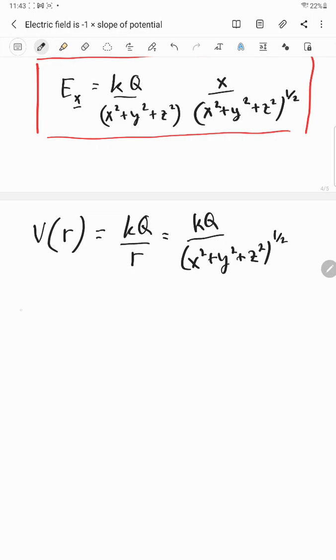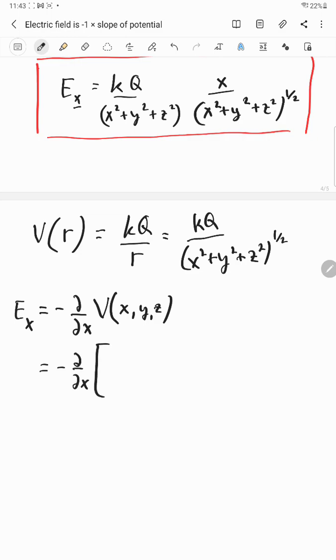And so what I want to calculate is the negative of the derivative in the x direction of this potential function, which is a function of x, y, and z. So it's negative d by dx of kq over the square root of x squared plus y squared plus z squared. All right? So let's go through and do this. The k and the q are constants. They have no variation with respect to changing the x value. So they come out. So I've got minus kq out front.